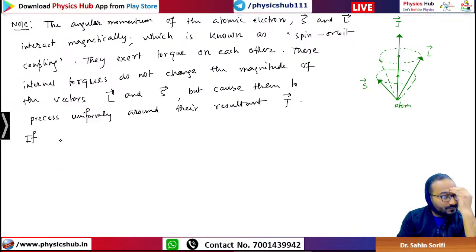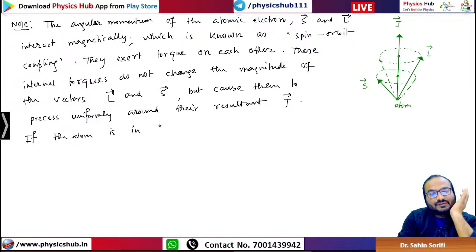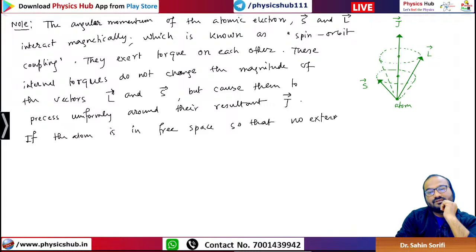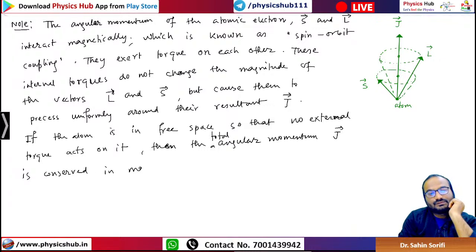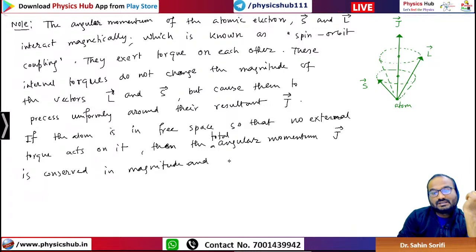So if the atom is in free space, so that no external magnetic field is present, no external torque acts on it, then the angular momentum, actually the total angular momentum J, remains conserved in magnitude as well as direction. You can see the direction of J is the same. The directions of S and L are constantly varying, but the direction of J is the same and also the magnitude is the same. You can see one line. Total angular momentum J is conserved in magnitude as well as in direction.